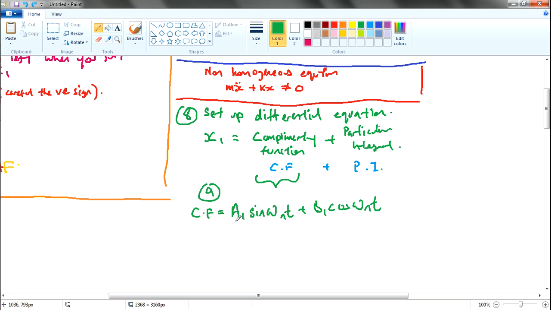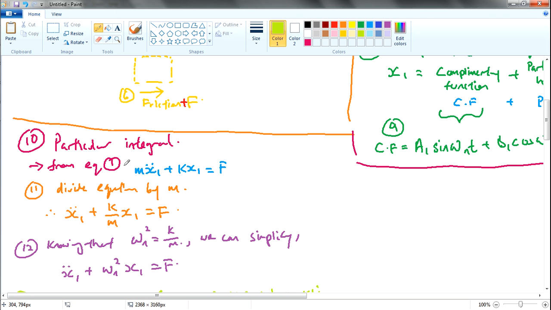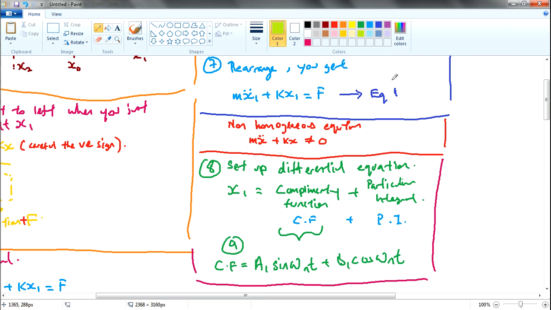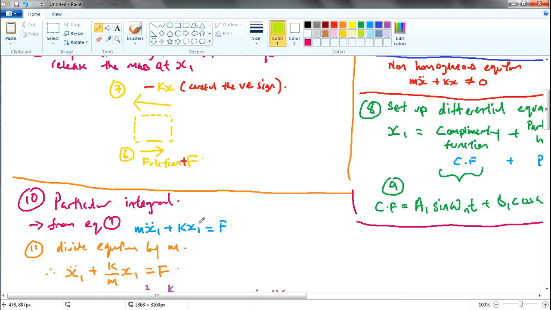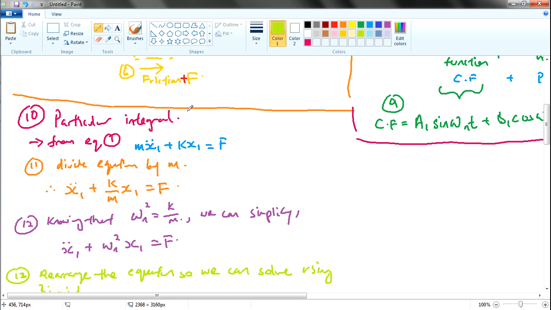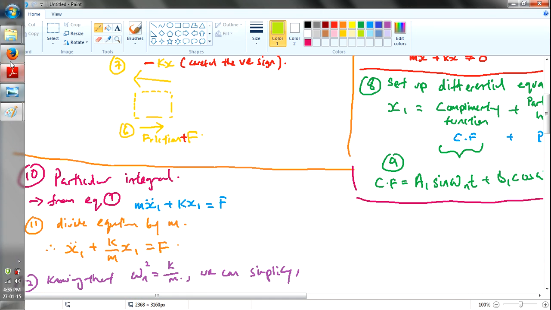So after we set up the complementary function, it's just this. We have to find the particular integral, which is a little tedious, so give me a moment. Okay, I've written down the particular integral. We took equation 1, which is this one, as we defined earlier. For the particular integral, you take equation 1.